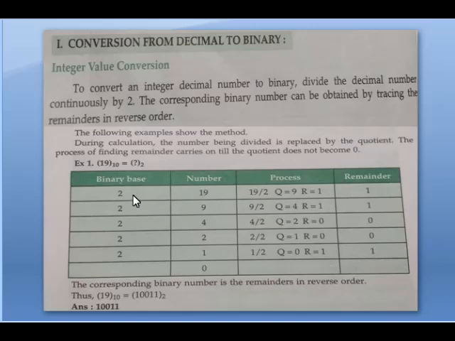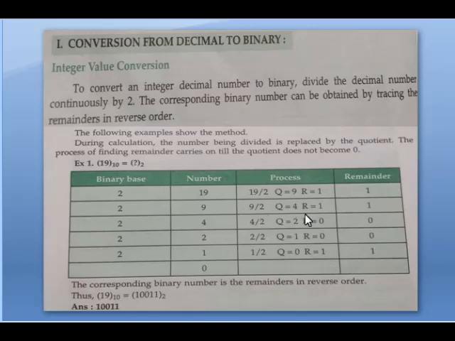So divide the given decimal number by 2. 19 divided by 2, we will get the quotient. 9 twos are 18, so the quotient is 9 and the remainder is 1. Whatever remainder we are getting here, we write in the remainder column, 1. Then we take the quotient, 9 divided by 2, quotient is 4 and remainder is 1. So write the remainder.